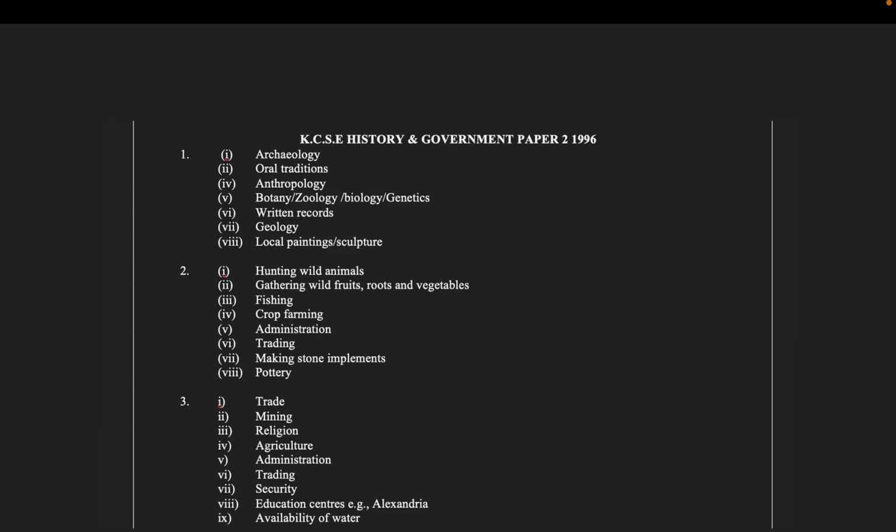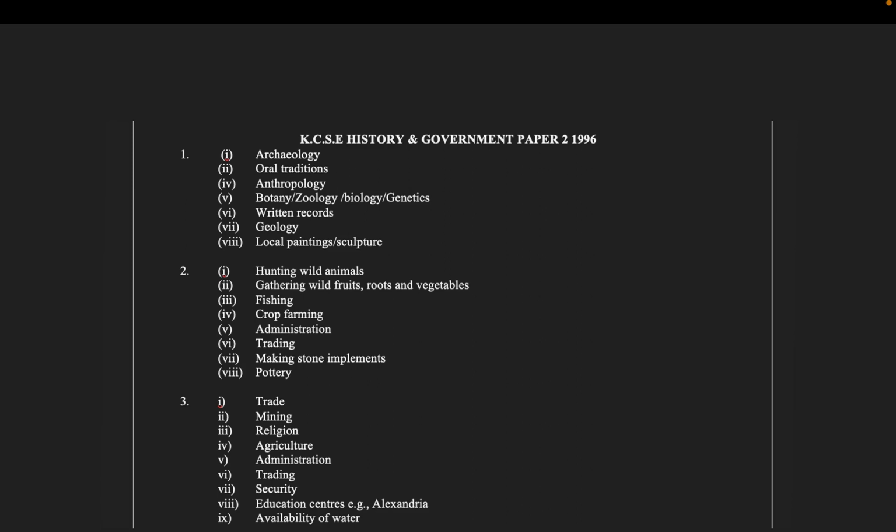2. I. Hunting wild animals. II. Gathering wild fruits, roots and vegetables. III. Fishing. IV. Crop farming. V. Administration. VI. Trading. VII. Making stone implements. VIII. Pottery. 3. I. Trade. II. Mining.